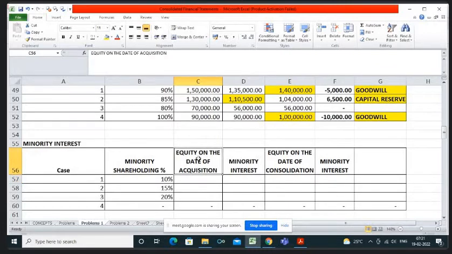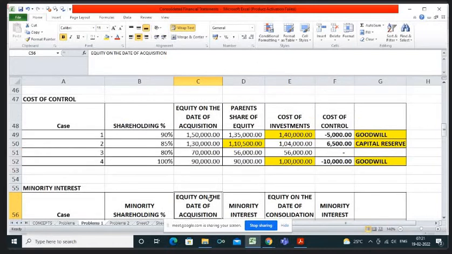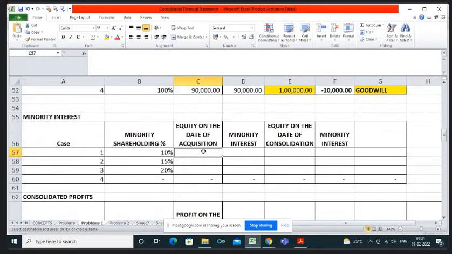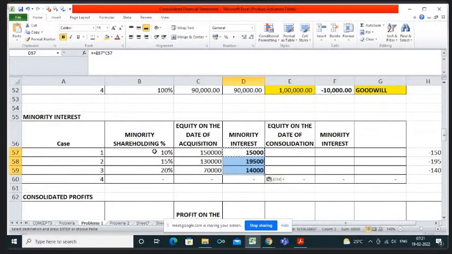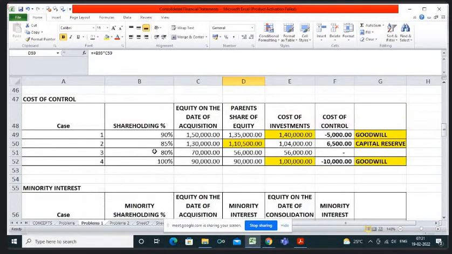So we have to find out the equity on the date of acquisition. Equity on the date of acquisition we already calculated for the purpose of calculating cost of control, so we can use it as it is. And how much is minority interest? 10% into 1,50,000, that is 15,000. In the other cases it will be 19,500 and 14,000. You can quickly check this.